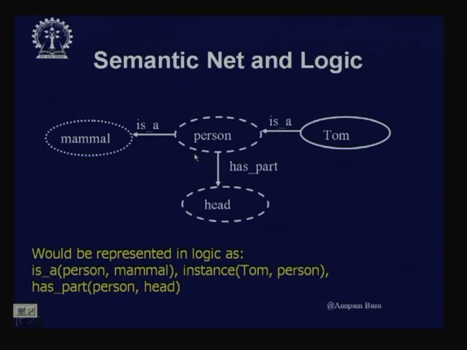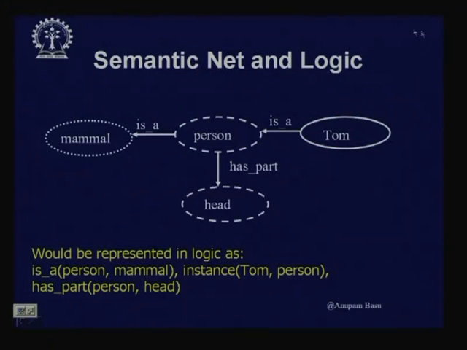Suppose this semantic net where we have four concept nodes. Person is a mammal, person has part head, and Tom is a person. Now, here you see Tom is a specific person. So, till now person is a category or class. Those of you who are familiar with object oriented systems, the concepts of objects, classes, and subclasses, will find a similarity here with the concept nodes that we are discussing. But let me state here that the concepts of objects and object oriented design came much later and were systematized much later.